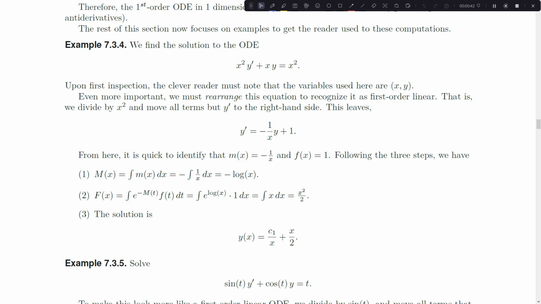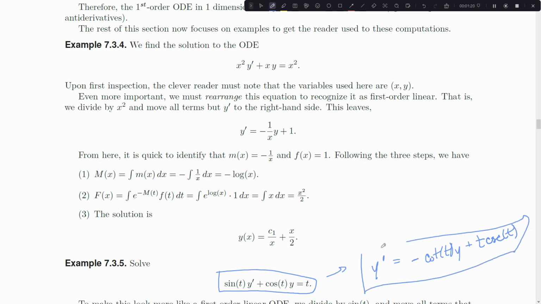So it's a very easy lecture today. Hope you appreciate that. So we have another first order linear ODE in one dimension. We're going to do the same stuff to convert this to y prime. It looks like I would get something like negative cotangent t times y plus t over sine, which I guess is t secant? No, t cosecant t.